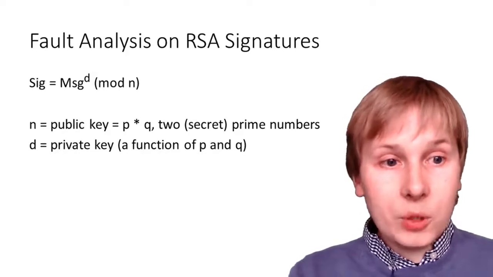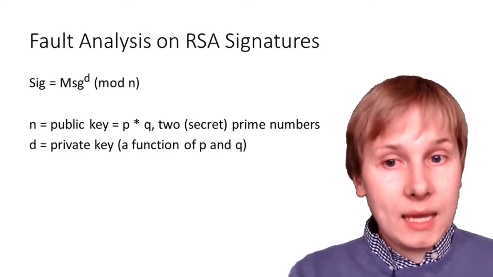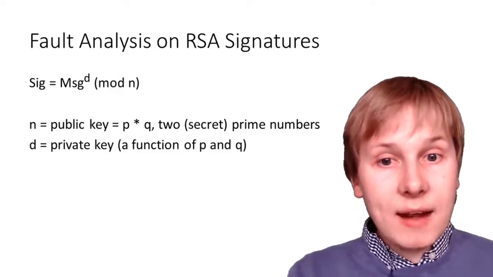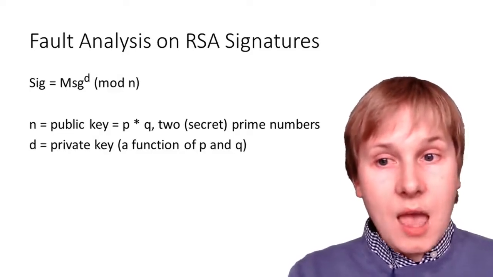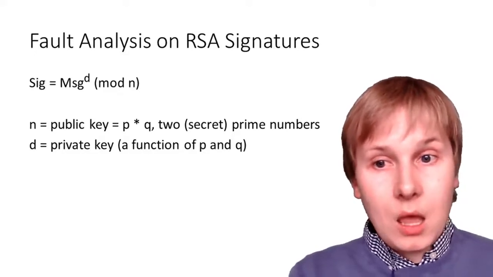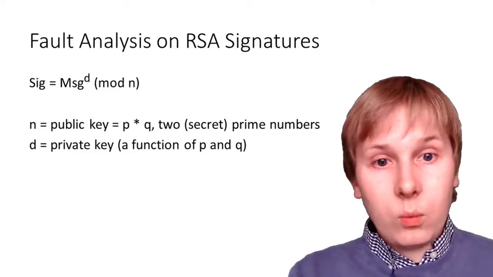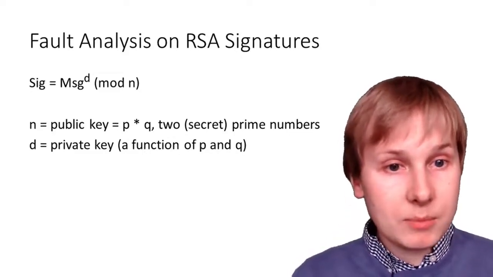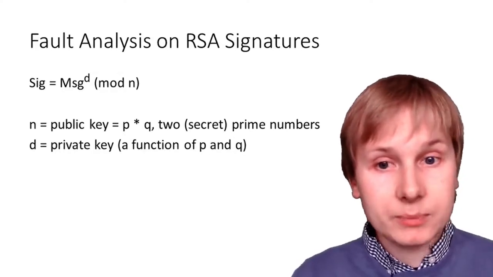As an example, let's take a look at the public key cryptography algorithm RSA. If you're generating an RSA signature, S equals message to the power of D mod PQ, where in our diagram here N is PQ, N is the public key, which is P times Q, which are two secret prime numbers.